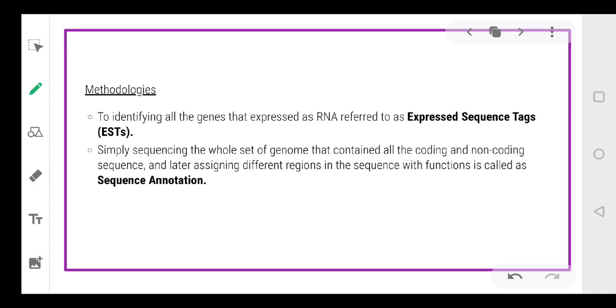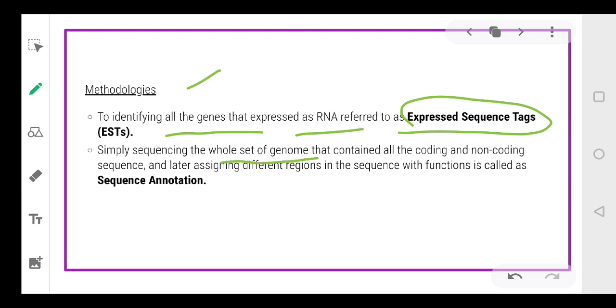What are the different methodologies that have been used in this one? First of all, the genes that are expressed as RNA are referred to as expressed sequence tags. What do we call them? Expressed sequence tags, right? When we sequence the whole genome, it has coding and non-coding sequences. I hope you remember the coding sequences: the exons are the coding sequences and the introns are the non-coding sequences.